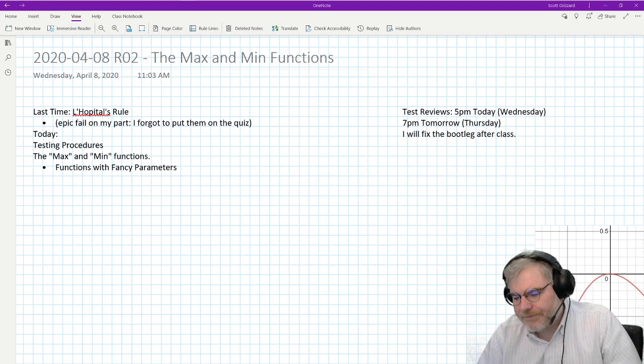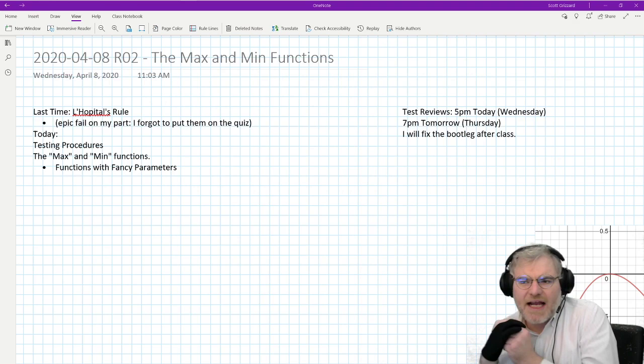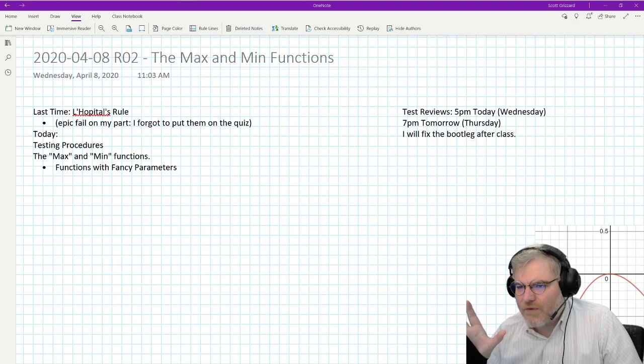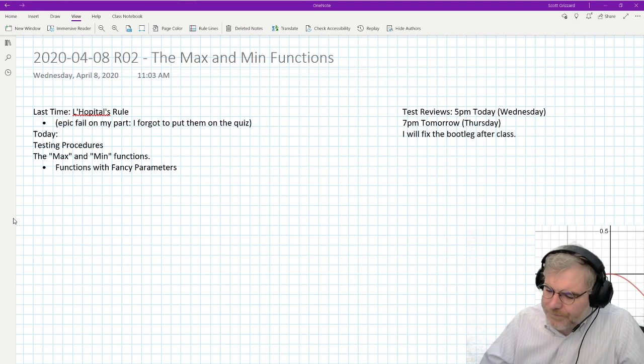So what we're going to do is take this piece that we need for the fundamental theorem of calculus, that should be presented when we do the extreme value theorem, and we're going to do it now so that when we get to the FTC, you've seen this before and you're not distracted by it. It's this idea of the max and min functions, and they're both functions with parameters. So let's talk about them.